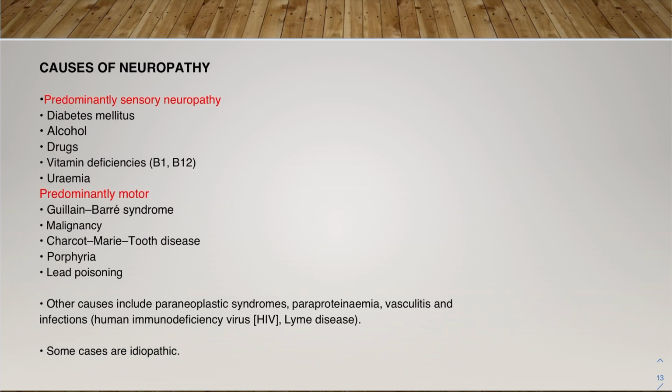Or then GB syndrome, you must mention it, although you are less likely to get a case of GB syndrome. But I think some candidates got GB syndrome as well. Malignancy, porphyrias, and lead poisoning. There are other causes as well, which include paraneoplastic syndromes, paraproteinemias, vasculitis, and infections like HIV or Lyme disease, and some cases are idiopathic. So these are the main causes. So remember, when the examiner asks you about the cause of neuropathy, divide it into sensory neuropathy and motor neuropathy. It will be quite easy for you.